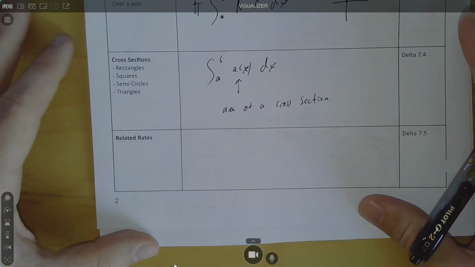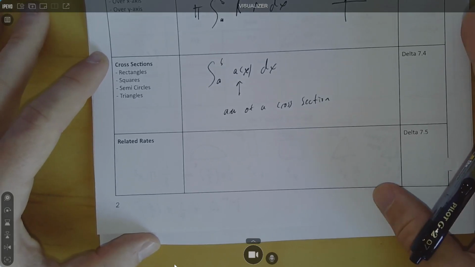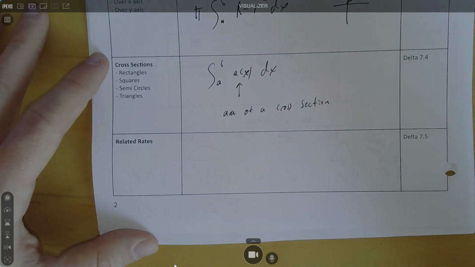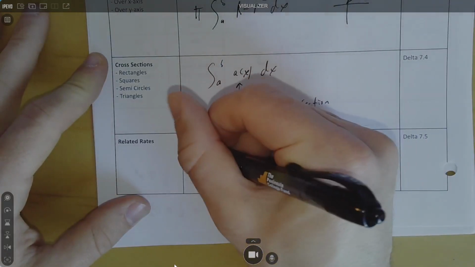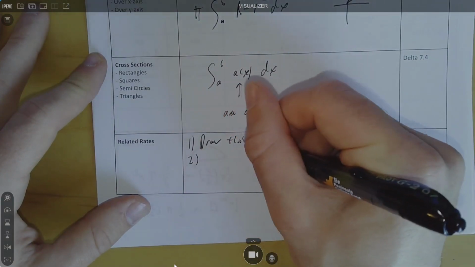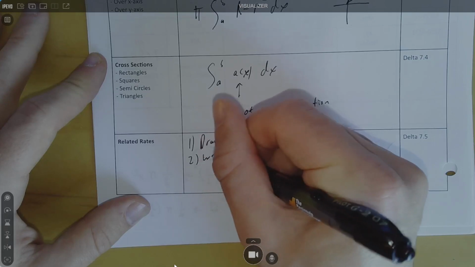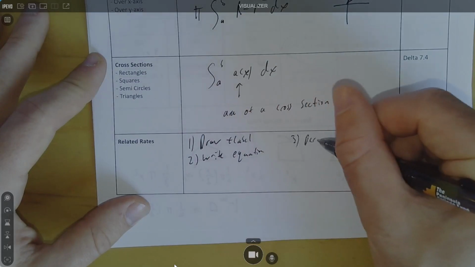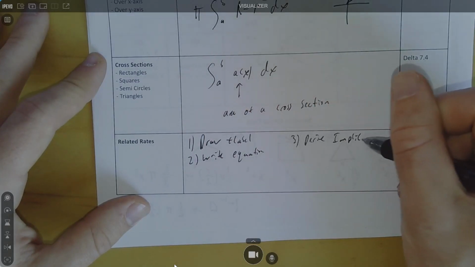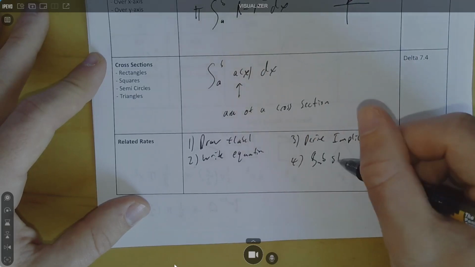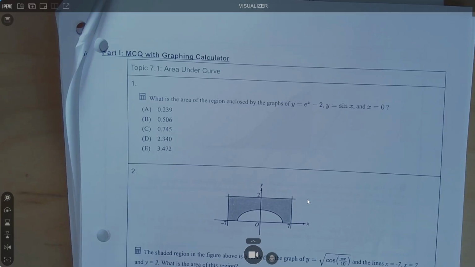Related rates are the last thing we did in class, something with the balloon. It's different variables that are related. Their rates are related, as you can imagine from the name. It is a 4-step process: draw plus label, write equation, derive implicitly, and then substitute. Again, we'll be doing some of those problems later. Okay, let's get started with some questions.